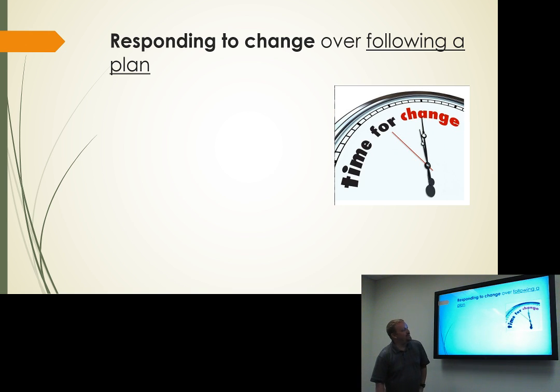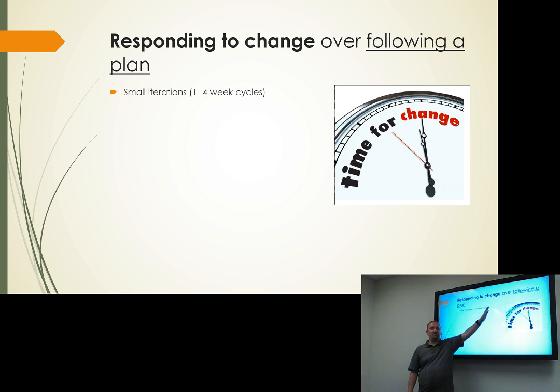So how do we do that? How do we get to where we are responding to change better? Small iterations, I say 1 to 4 week cycles, okay? This obviously depends upon the number of resources you have available. If you have a whole team, you could probably do a lot of stuff in 1 week. Yeah. If you're just by yourself, 4 weeks is probably a more likely goal. But really you should be doing some sort of iterative style.